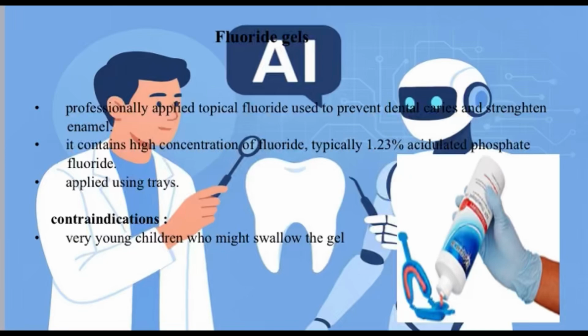Fluoride gels. Professionally applied topical fluoride used to prevent dental caries and strengthen enamel. Contains a high concentration of fluoride, typically 1.2 to 3% acidulated phosphate fluoride. Applied using trays. Contraindications: very young children who might swallow the gel.